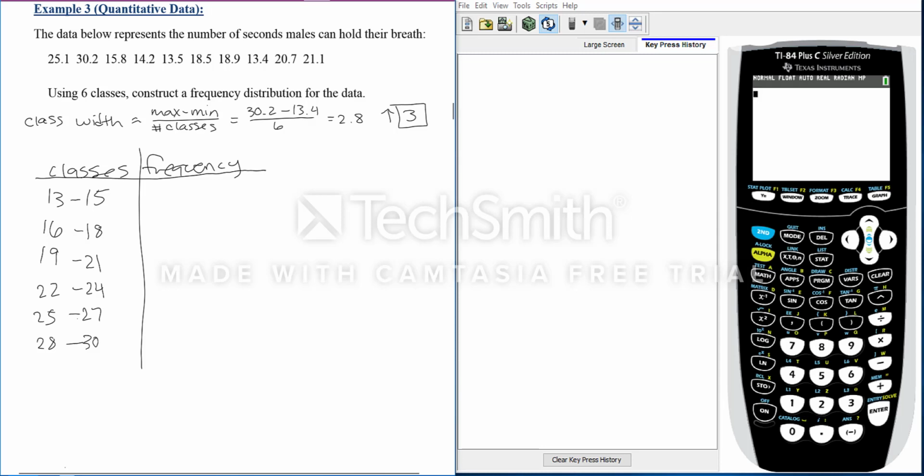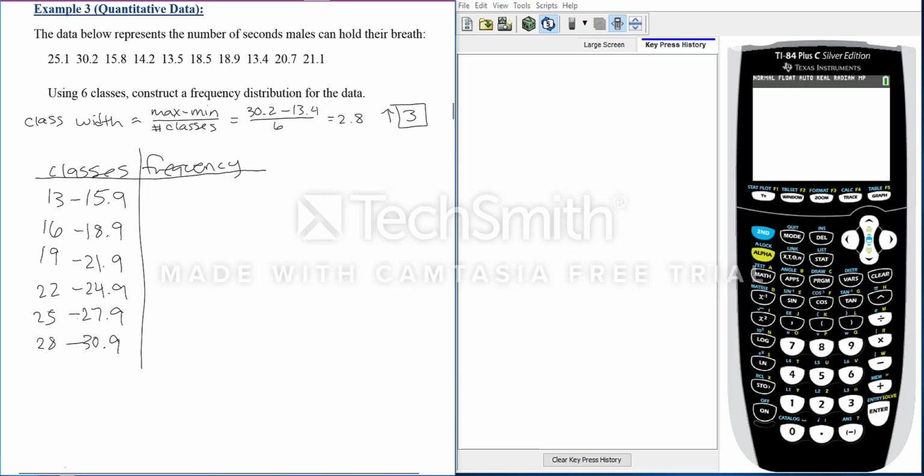Because my original data set had values after the decimal, we're going to write a 0.9 after each of these values in the upper class limits. So if there was one number after the decimal, put one of these 9s. If there's 2 numbers after the decimal in the original data set, put 2 9s. If there's 3 numbers after the decimal in the original data set, you're going to put 3 of these 9s.